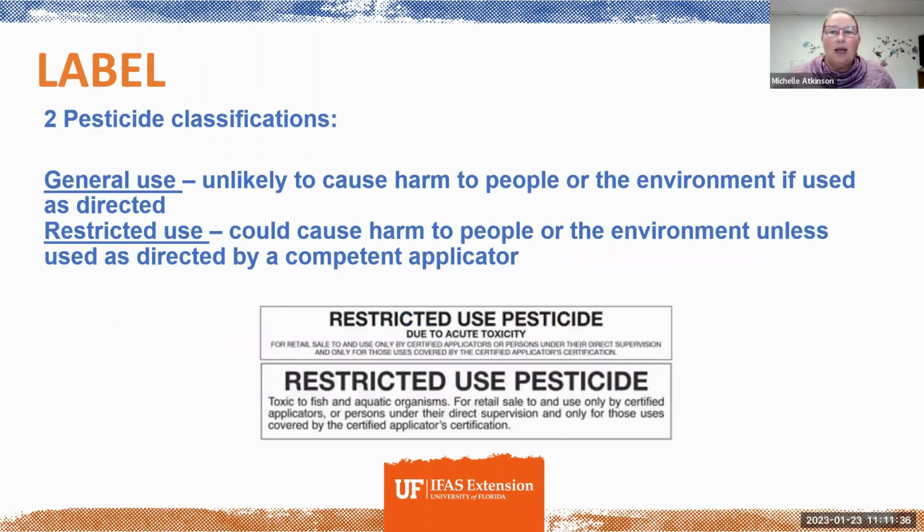There's two types of pesticides out there. There's general use and restricted use. So the general use is like your caution label, and that's the one you'll probably mostly be applying. But you are allowed under this license to apply restricted use chemicals as well. Just do so with caution, please.